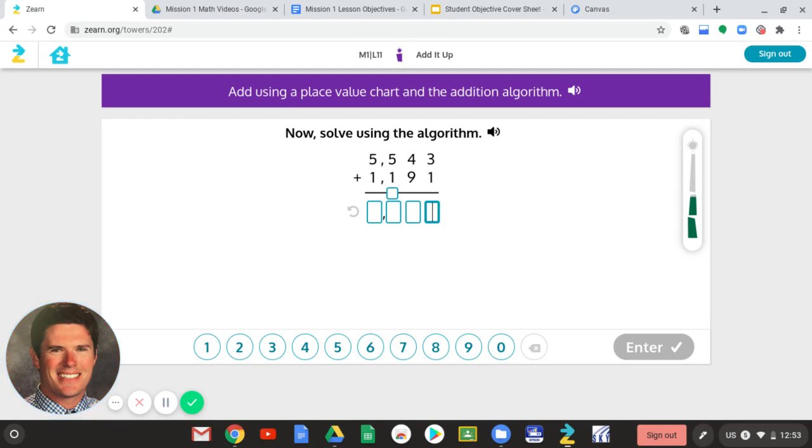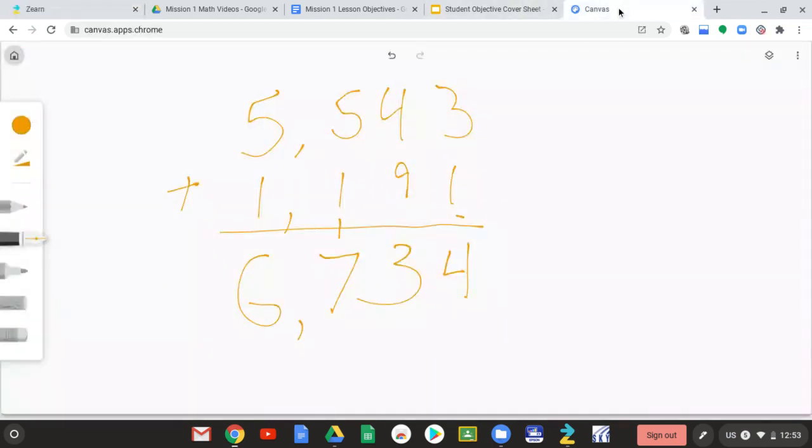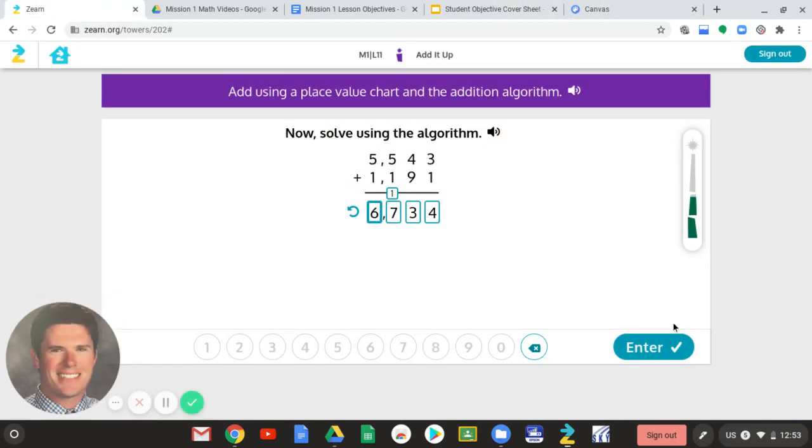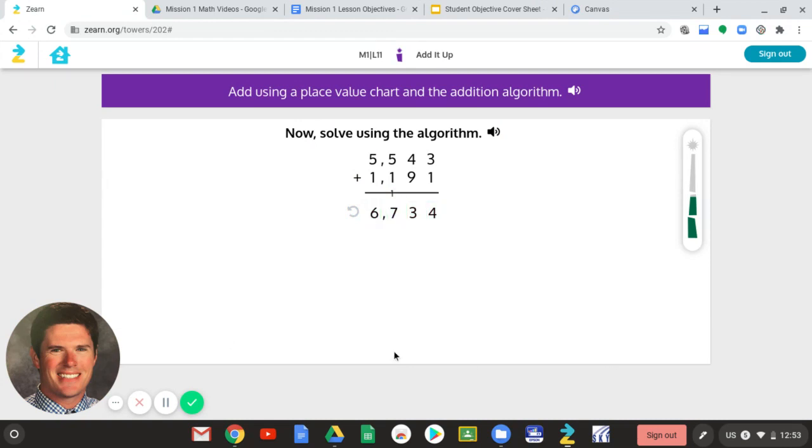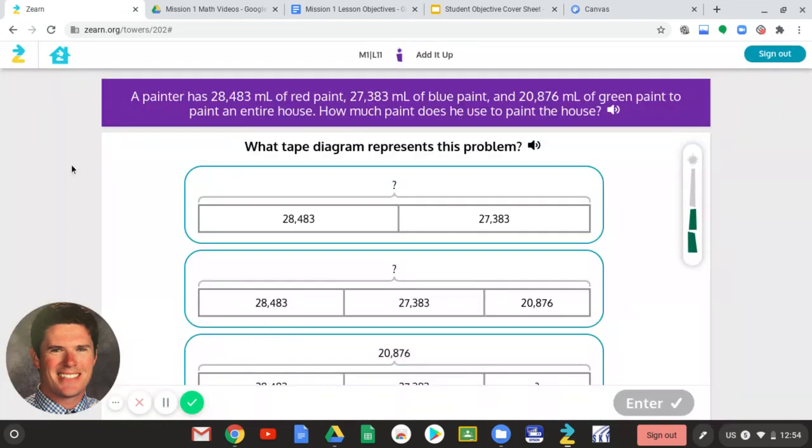I did 3 plus 1 was 4. 9 plus 4 is 13. Carried the 1. Okay. 5 plus 1 was 7. And then 5 plus 1 was 6. And just to double check, 6,734. Yep. Good work.